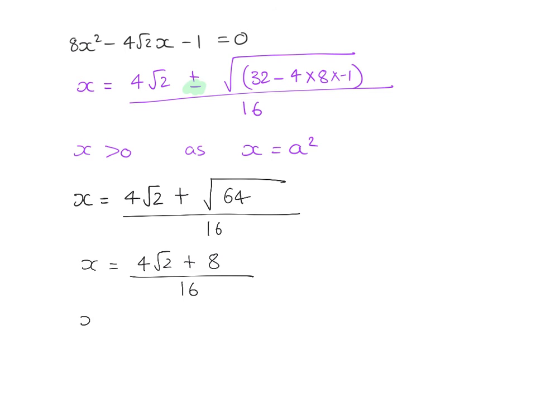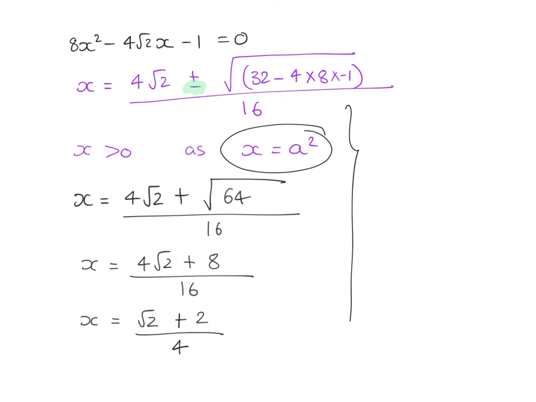And we can divide numerator and denominator by 4, giving us root 2 plus 2 over 4, and then remembering that x is equal to A squared, or A is equal to the positive root of x because the question tells us that A and B are positive values, A is equal to the square root of root 2 plus 2 all over 4. We could root the 4 if we wanted to, but it doesn't really make it hugely simpler.